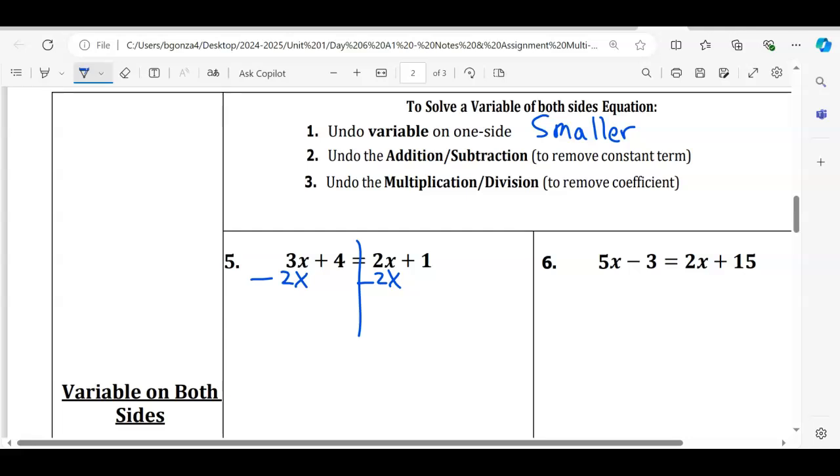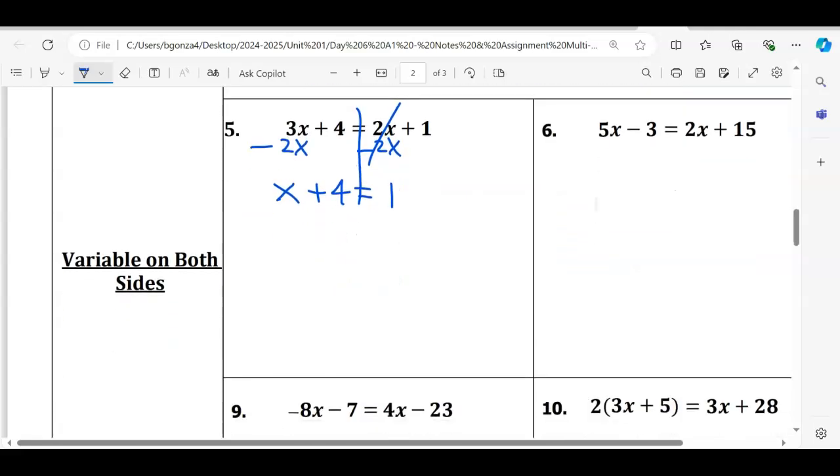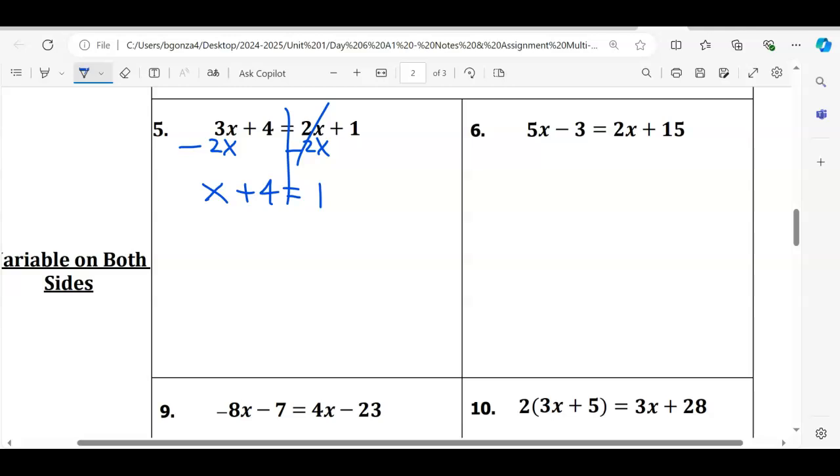Get rid of the smaller x by adding or subtracting. So this is gone. 3 minus 2 is 1. Now remember, when it's 1x, you don't really need to write the 1. It's just x. Cool? So this is just going to be x, bring down plus 4 equals bring down 1. Okay? Now, this is a one-step equation.